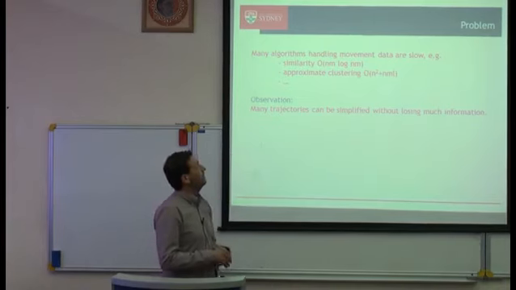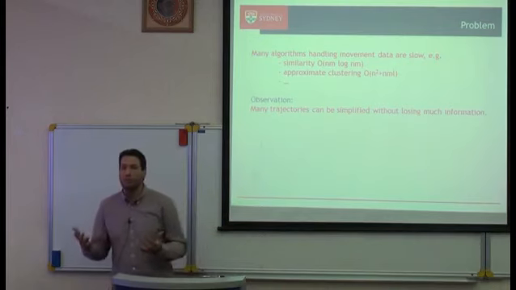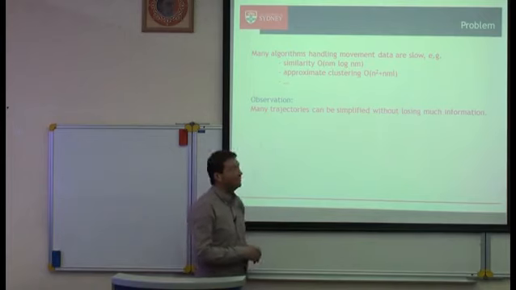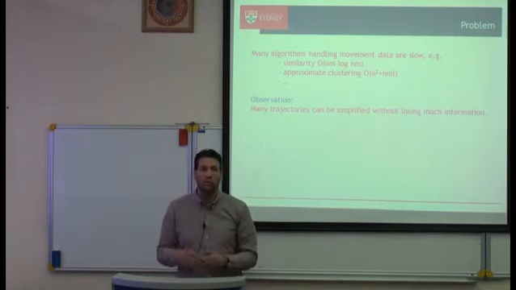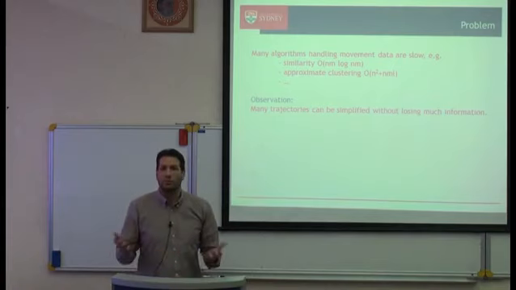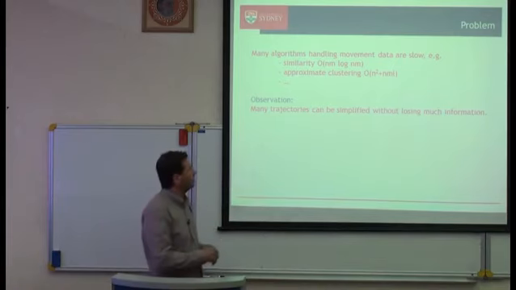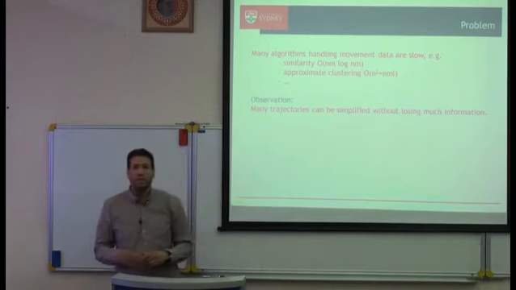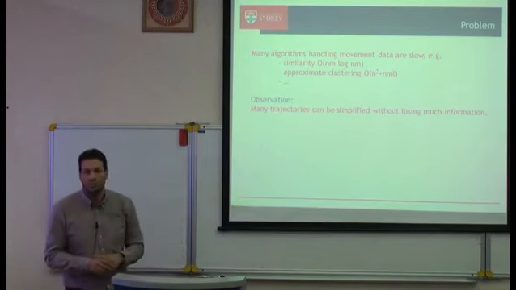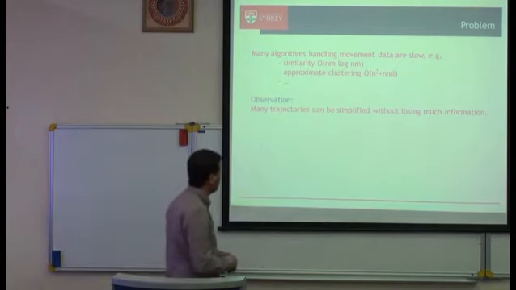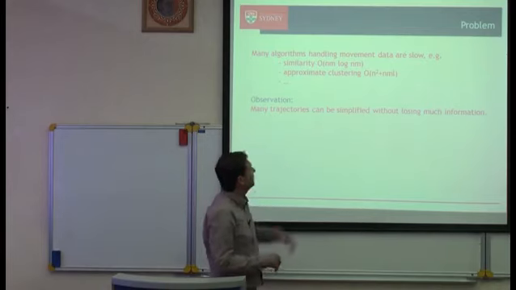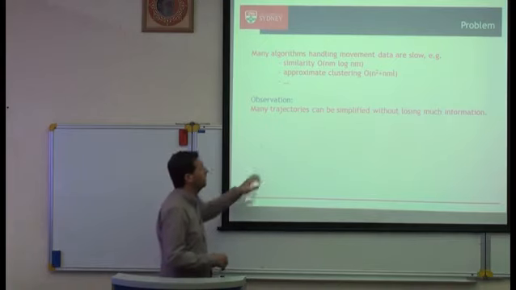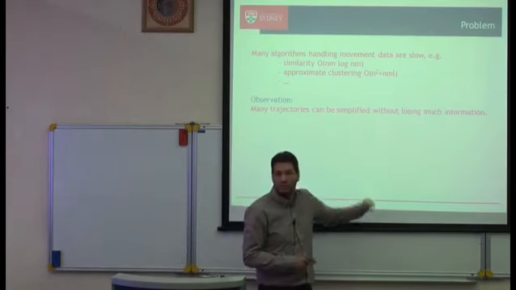So we have many algorithms that handle movement data, but many of them are quite slow. Right? For example, when we compute this Fréchet distance, the running time is this nm log nm, which is quadratic, which means that it is a little bit on the slow side. If we do want to do some approximate clustering, we get close to cubic time, which is again very slow. But the observation here is that many of these trajectories that we see in practice can actually be simplified without losing too much information.